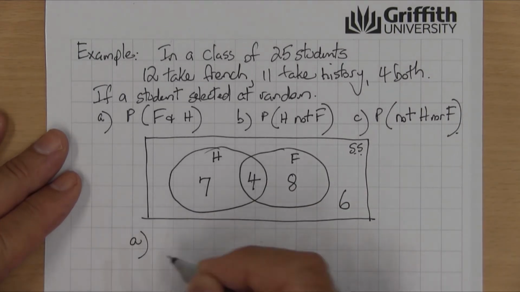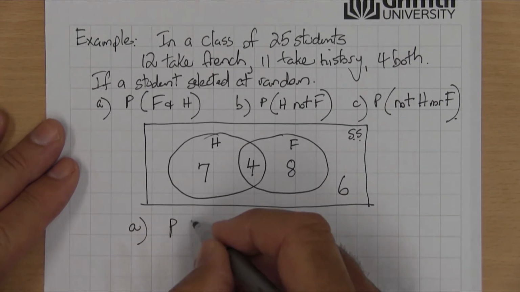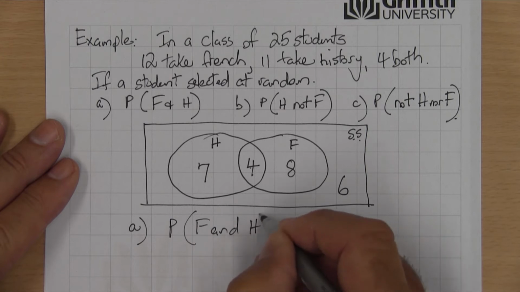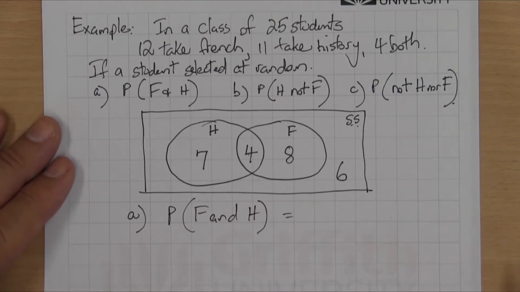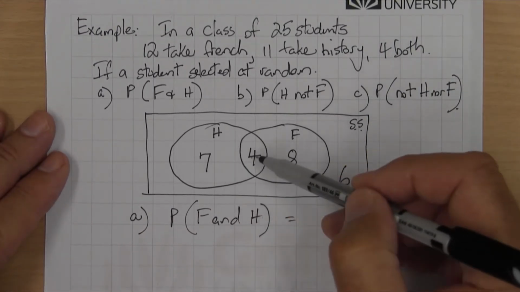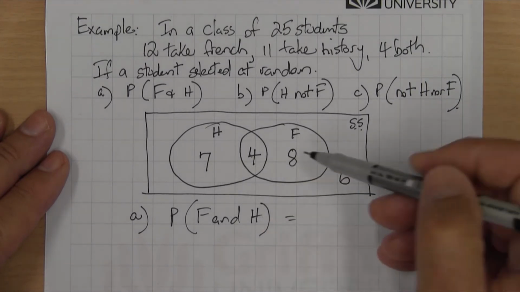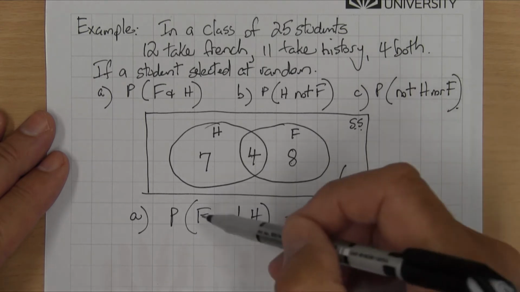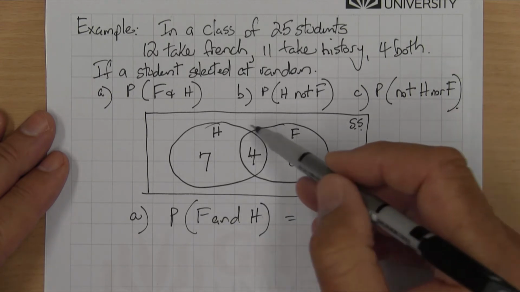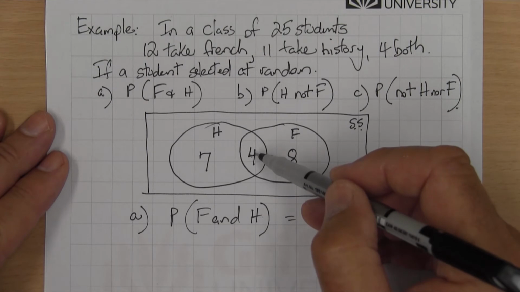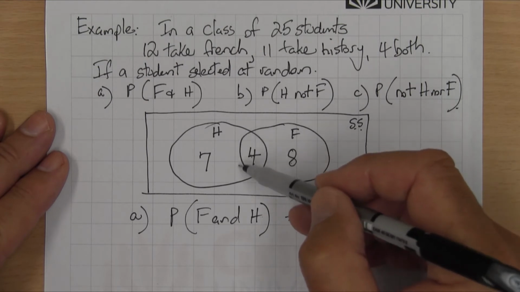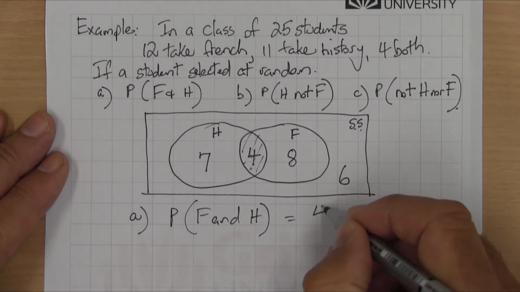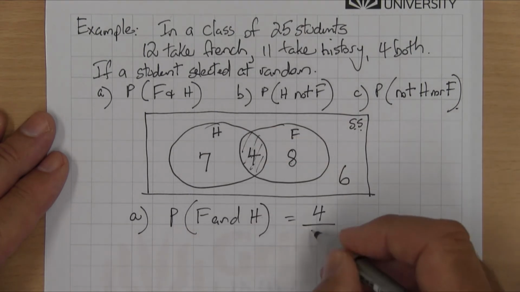So, question A, probability that they take French and history. French and history is simply a matter of adding all those numbers up. So 8 and 4 is 12. No, French and history is not adding those numbers up. If we want French and history, it's only this overlap in here. So that'll be 4 over a total of 25.